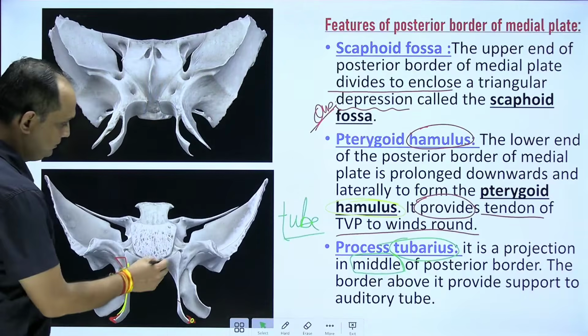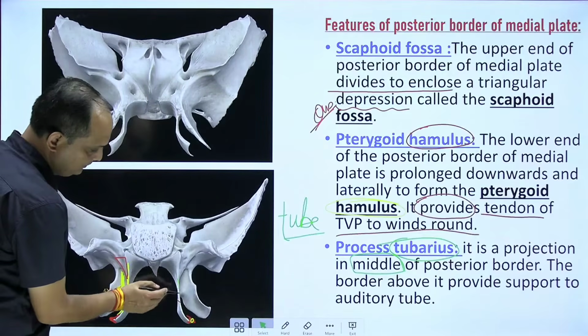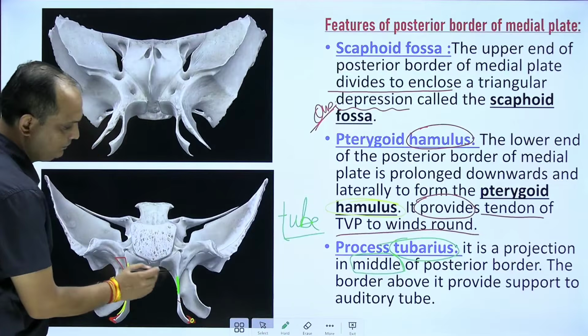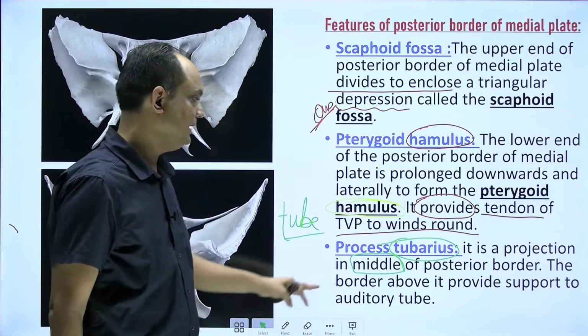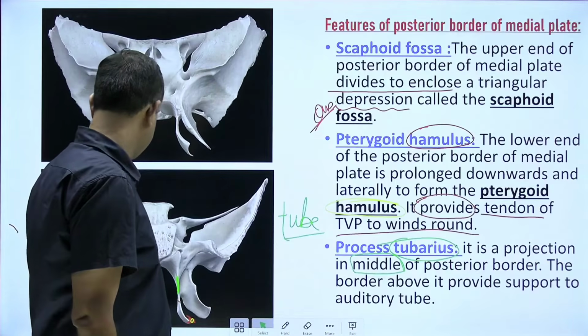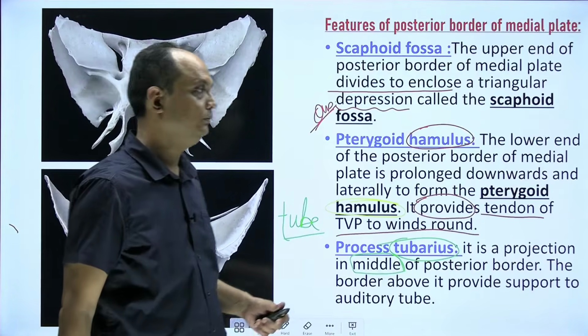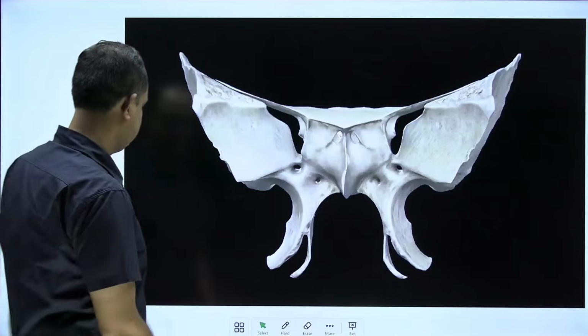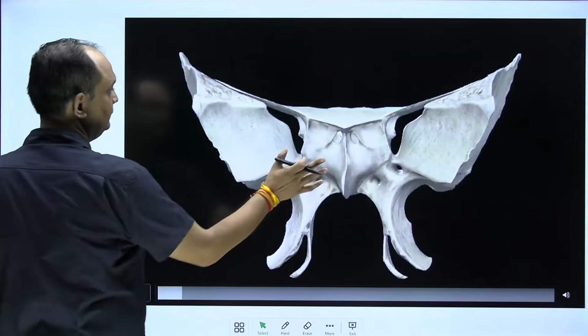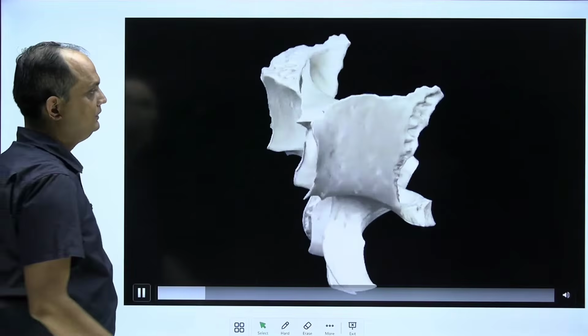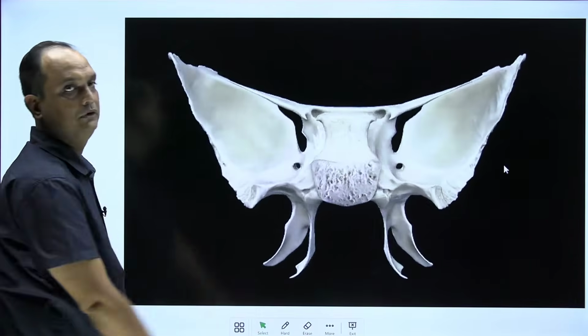So this is your posterior border. In this middle portion, sometimes you will find a small projection known as processus tubarius, and the area above this provides support to the auditory tube. Now here in this image, what you can see is the anterior view of the sphenoid bone. This is the posterior view of the sphenoid bone.